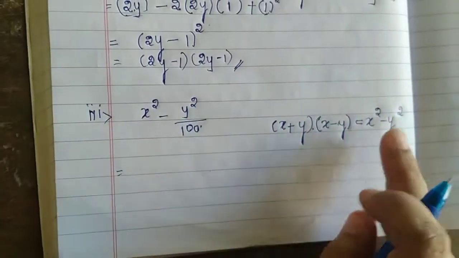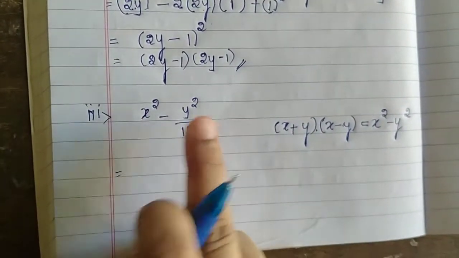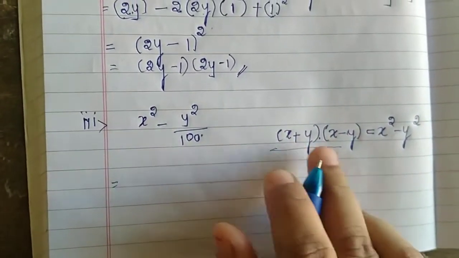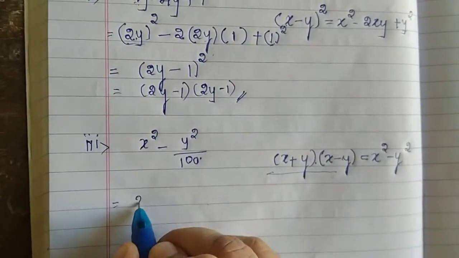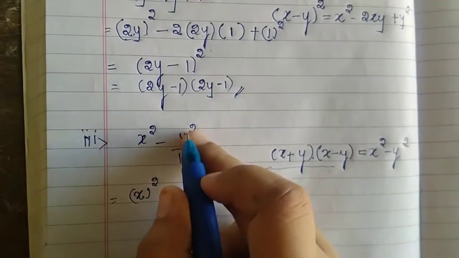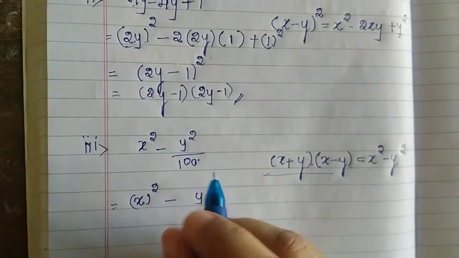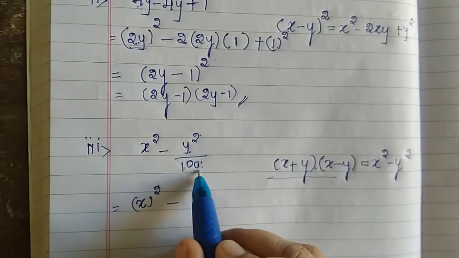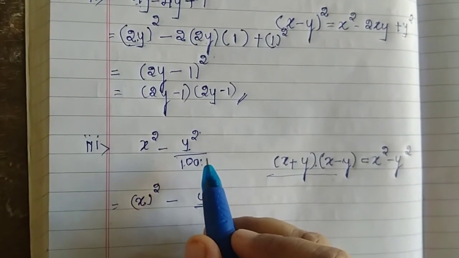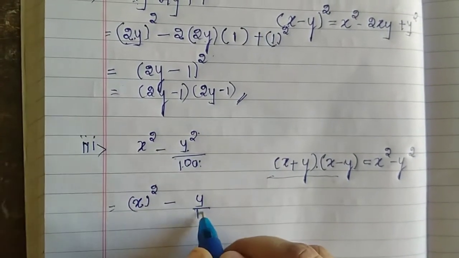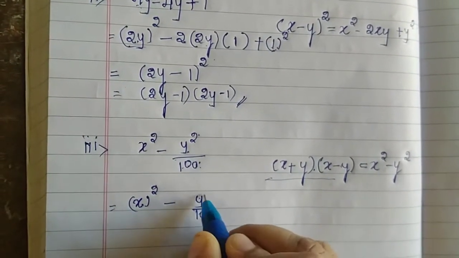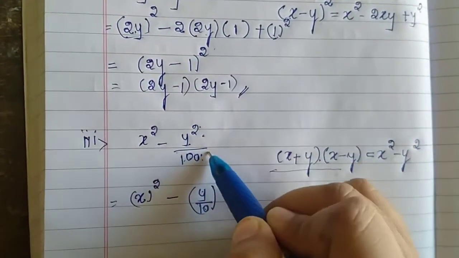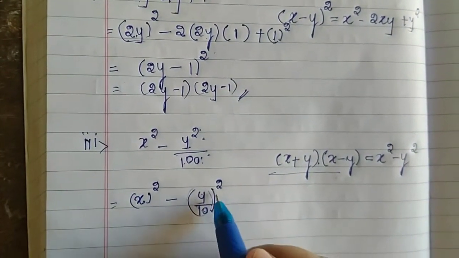Now you can see over here, this is in the form of x square minus y square, isn't it? So now you have to convert this into x plus y into x minus y. So x square can be written as x the whole square minus, here you can see y by 100. Y square divided by 100 can be written as y divided by 10 the whole square, because 10 the whole square means the answer you are getting is 100 only. So I am going to write y by 10, because when you split this bracket you are going to get again y square divided by 100 only. So y divided by 10 the whole square.